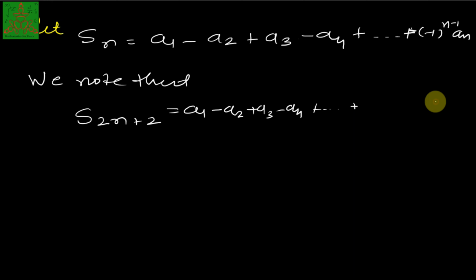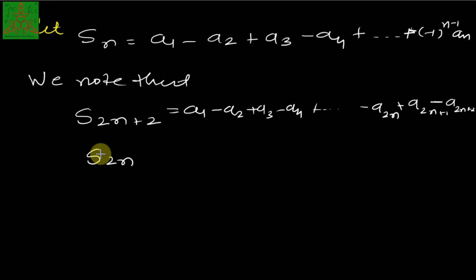Let me write the last term. It has a minus sign because instead of n we have 2n plus 2; substituting, it is 2n plus 2 minus 1, an odd number, so it is minus a 2n plus 2. Its previous term is a 2n plus 1 with a plus sign, and before that a 2n with a negative sign. These are the terms we have for S 2n plus 2.